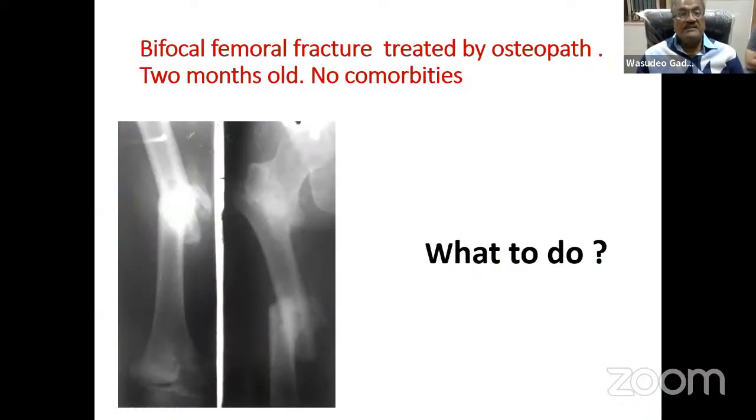Another one: this is a bifocal femoral fracture treated by an osteopath. A 2-month-old fracture in a young man with no comorbidity, and you can see there is severe shortening, and this is how it is. What to do in such a situation to revise?